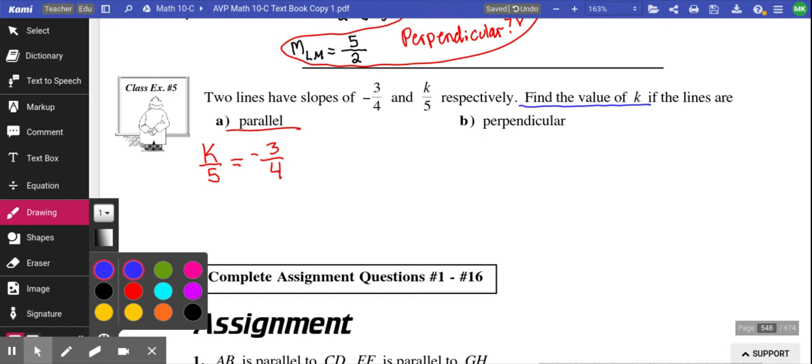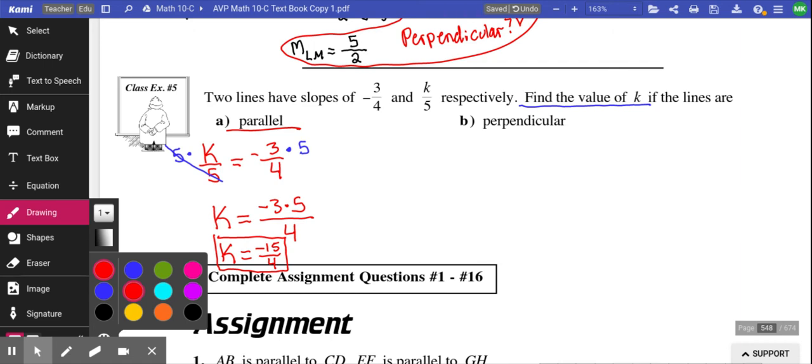To do that means to get k by itself. Looking at this equation, I have k divided by 5. To get rid of that 5, I have to do the opposite operation, which is multiply by 5. And what I do to one side, I do to the other. When you're multiplying with fractions, you only multiply the numerator. So this is negative 3 times 5 divided by 4. Negative 3 times 5 is negative 15, divided by 4. That's the value of k that would make that fraction parallel to negative 3 over 4.